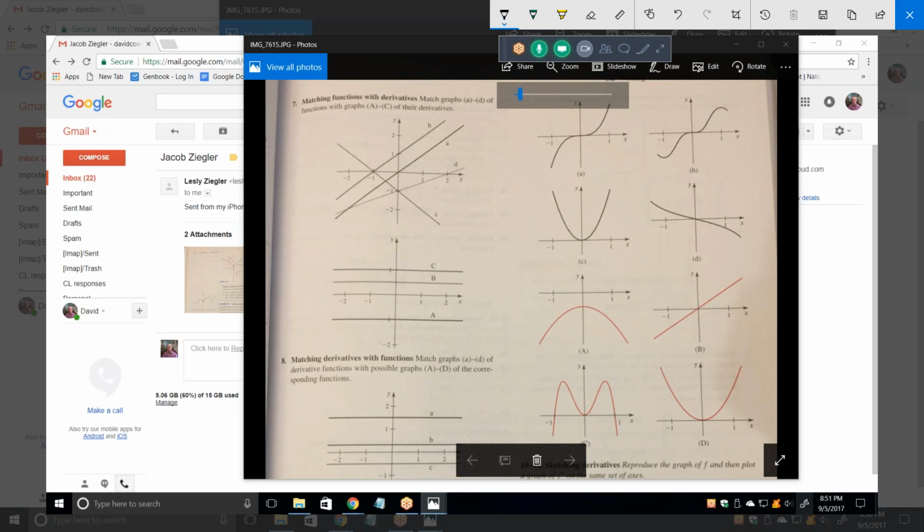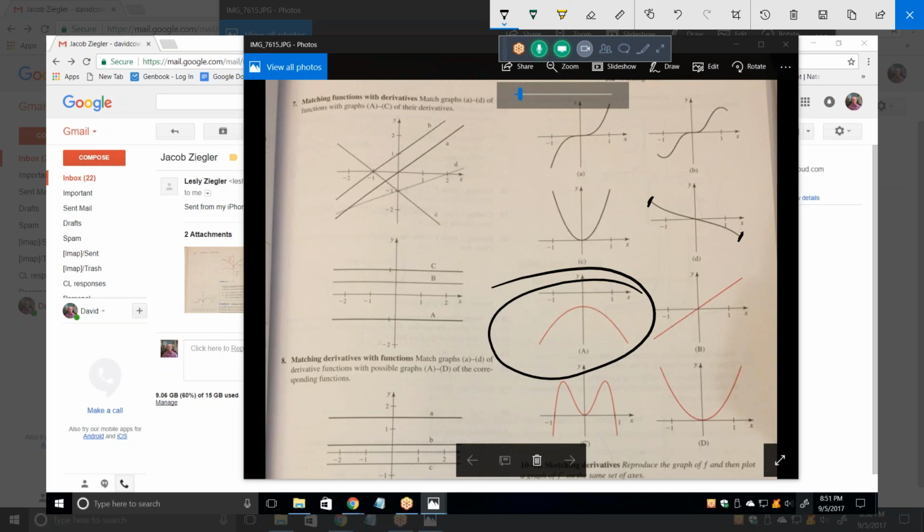But I can tell that it's decreasing the whole way, right? In other words, from this point to this point, the function is decreasing. So the first derivative has to be what? Through that entire domain. Negative. Done. It's the only one that's negative the whole way.